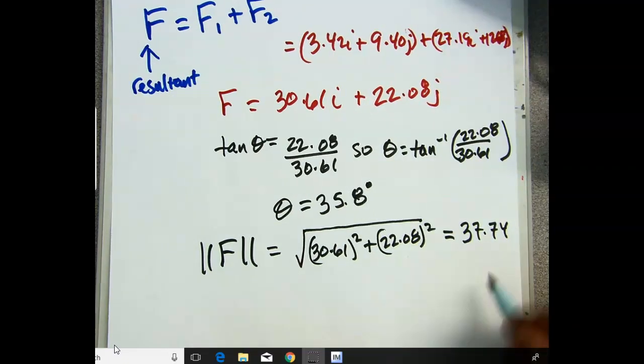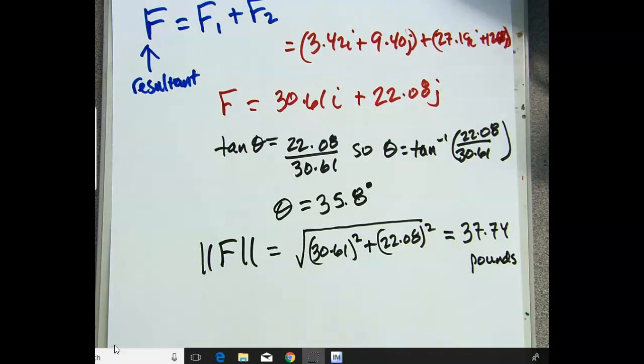Pounds, yes. Force 1 had a magnitude of 10 pounds. Force 2 had a magnitude of 30 pounds. A big mistake that's easy to get drawn into is when they ask what's the magnitude of your resultant force, we often want to say it's just 10 plus 30, which is 40. That's not the case. In this case, our resultant force is 37.74, because the forces are acting at different angles, so it's not a straight 10 plus 30.